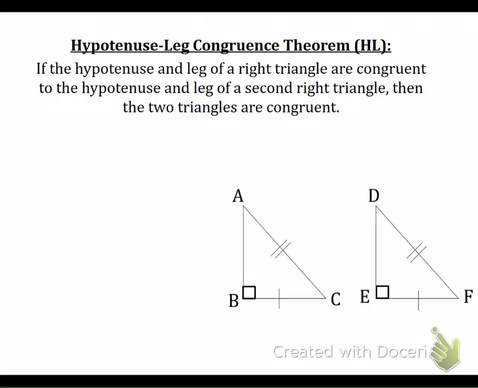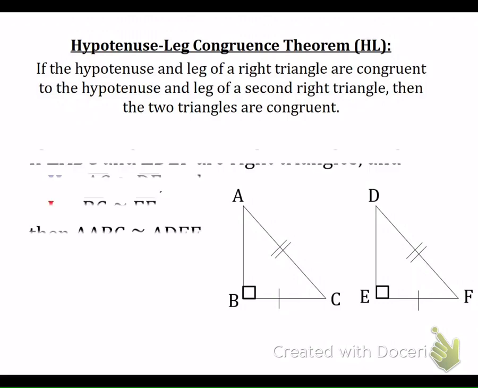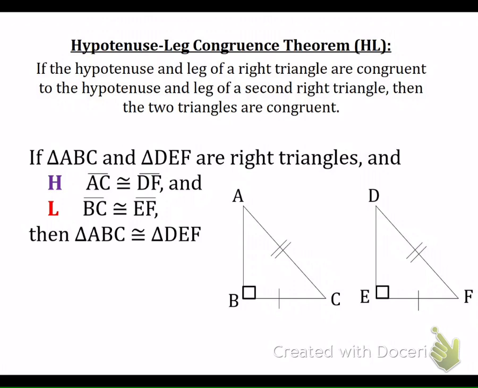So anytime you see a right angle, you should check HL first. It might not be HL, it might be side angle side or something if they give you both of the legs. But if you have one leg and one hypotenuse from one matching a leg and a hypotenuse of the other, it's HL, okay? Any questions?